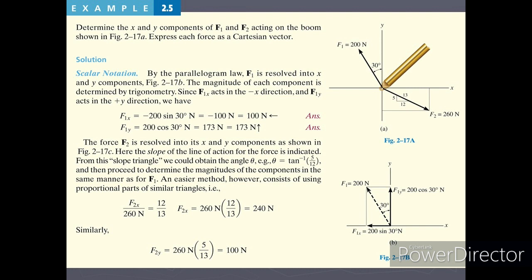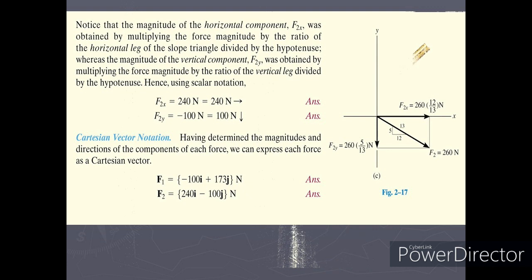And what is exactly what we have here? F1 equals minus 100i plus 173j. And this 100 and 173 is obtained by taking the scalar component. For F1 you can see minus 200 sine 30, which is x, then plus 200 cos 30, which is y. Are you following? We do the same thing for F2, except that here we have the slope triangle, so we have to use similar triangles.